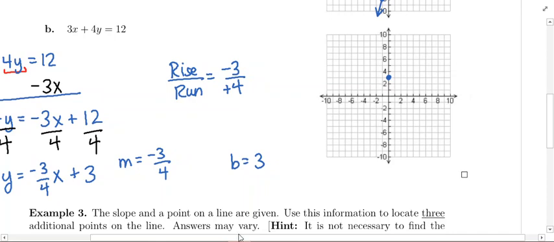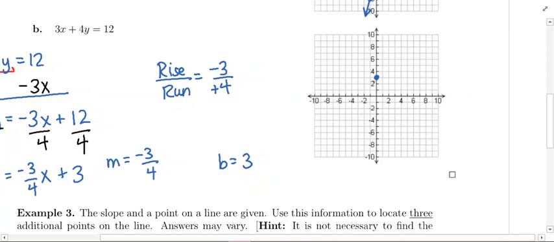So from this intercept, we are going to go down 3, 1, 2, 3, and then right 4, 1, 2, 3, 4. That brings us to 4, 0. Like I said, you can keep going to generate points. So from this x-intercept, we're going to go down 3, 1, 2, 3, right 4, 1, 2, 3, 4. That brings us to 8, negative 3.